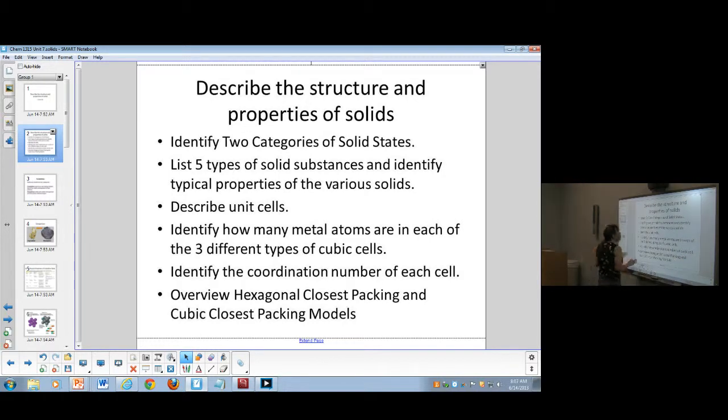So remember, they can really only vibrate between the atoms. There are two types of solid states, and once we know what those are, then we have 5 types of solids that have various properties. We're going to look at something called the unit cell, and we're also going to figure out how many atoms are in each of the unit cells that we'll study. We need to know the coordination number of each cell, and then we'll just look briefly at how these things get packed.